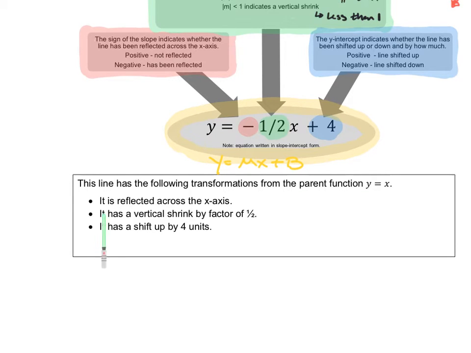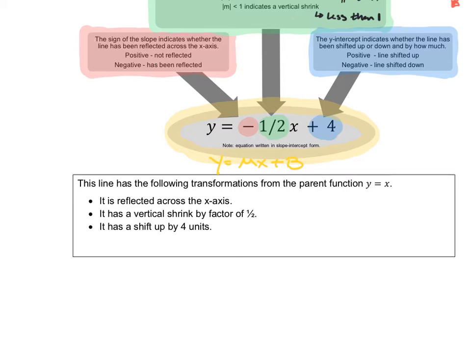Looking at it, the first thing it says is that it is reflected across the x-axis. The reason you know that is because the slope is negative. If the slope was positive, that would not be here. The only reason it is here is because your slope is negative, because when the slope is negative, it means your graph is reflected across the x-axis.